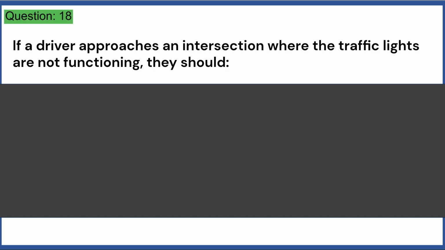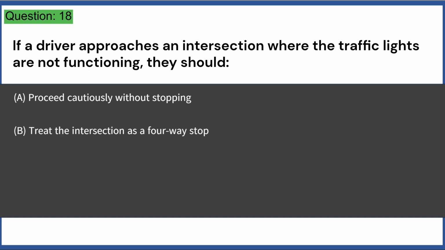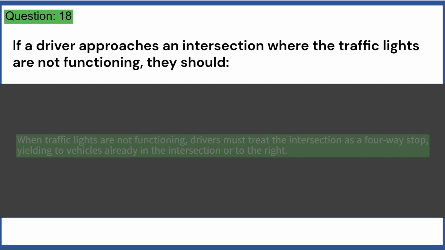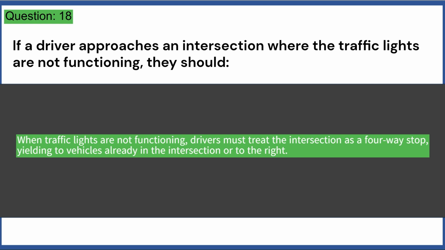If a driver approaches an intersection where the traffic lights are not functioning, they should: A. Proceed cautiously without stopping. B. Treat the intersection as a four-way stop. C. Speed through to clear the intersection quickly. D. Yield only to pedestrians. Answer: B. When traffic lights are not functioning, drivers must treat the intersection as a four-way stop, yielding to vehicles already in the intersection or to the right.